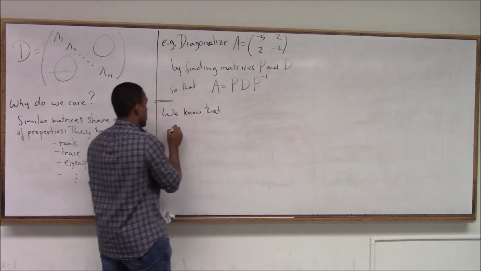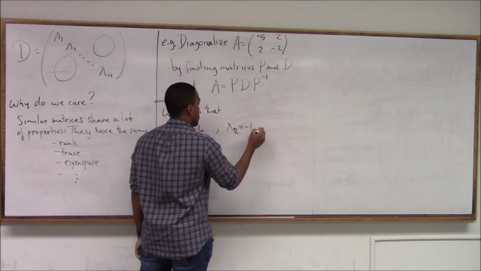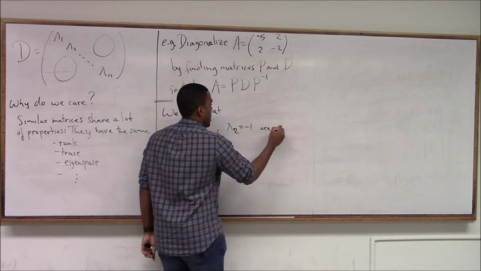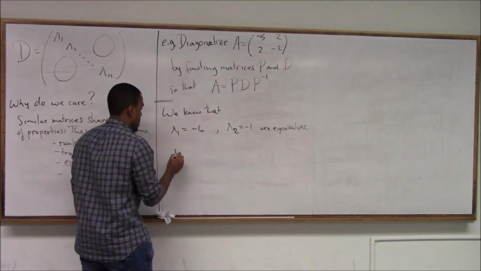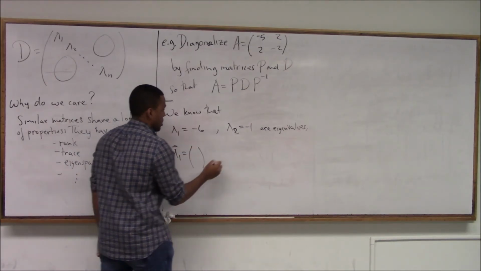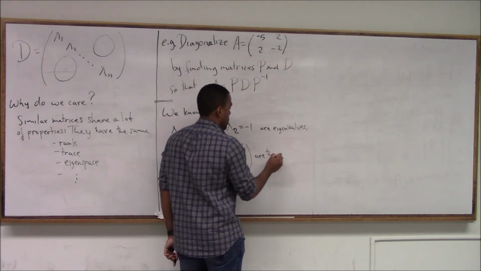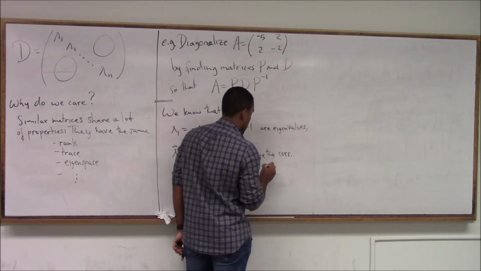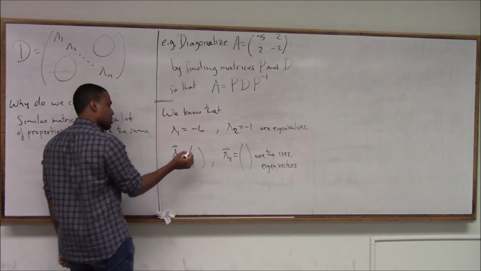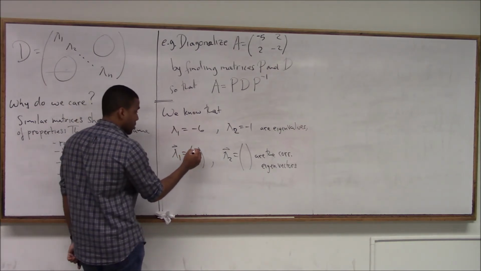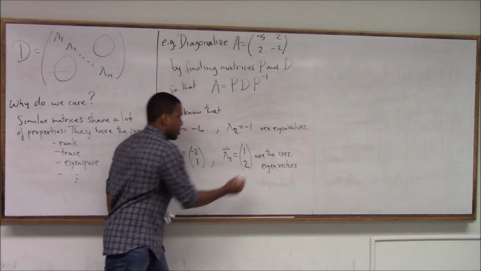that lambda 1 equals minus 6 and lambda 2 equals minus 1 are eigenvalues, and the lambda 1 vector, lambda 2 vector are the corresponding eigenvectors. What were these guys? (2, 1)? (-2, 1)? (-2, 1) and (1, 2).